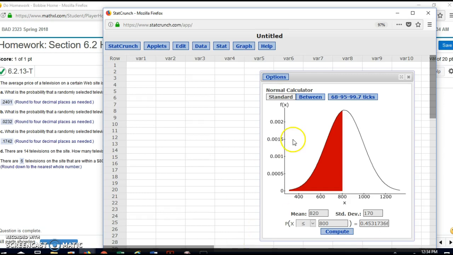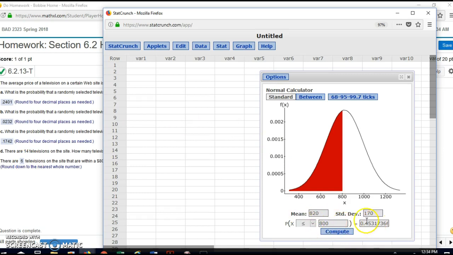So if you take 0.4532 and times it by 14, let me check, because I didn't write this one down. 0.4532 times 14 is 6.3, but we're going to keep it at 6. We'll round to the nearest whole number.